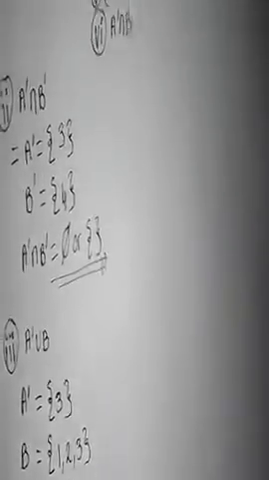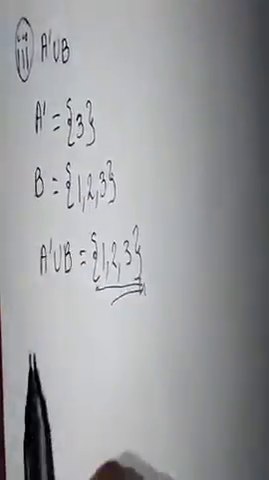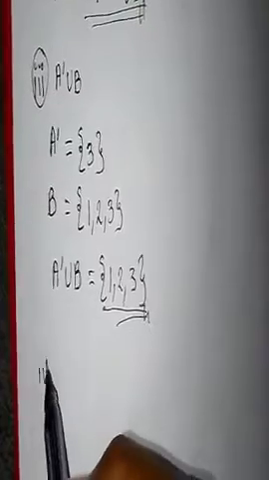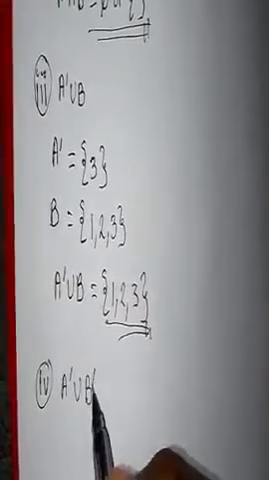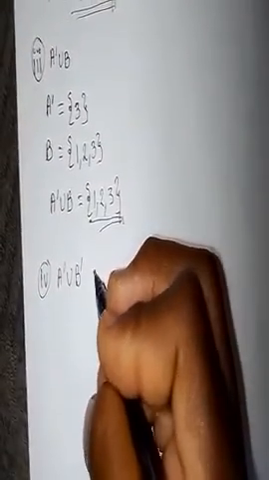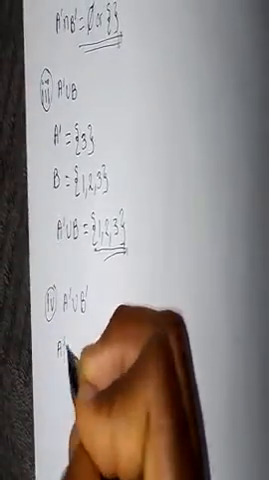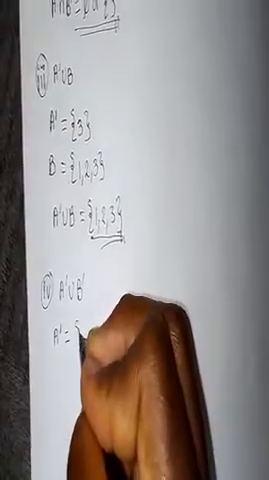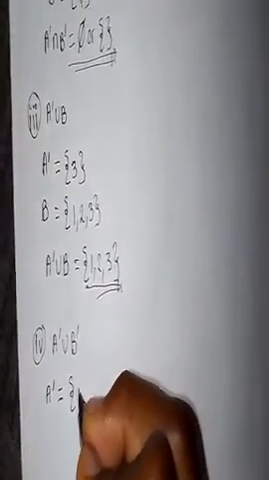The next question, which is question 4. Question 4 is A complement union B complement. So we are also going to list this set step by step. So we're going to start with A complement. Set A complement is equal to, we have listed it on the previous example. So A complement is 3.